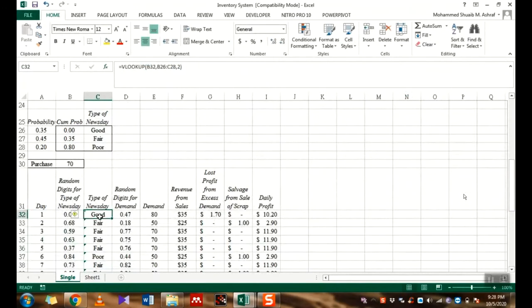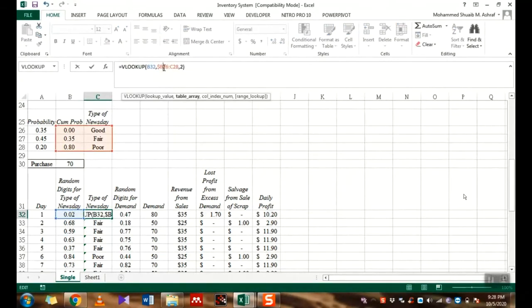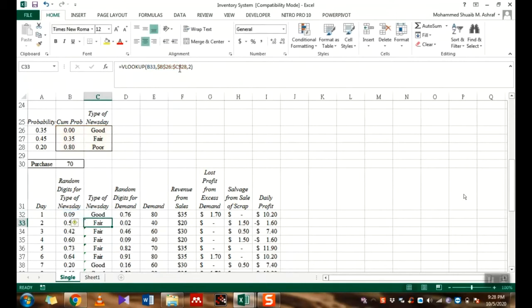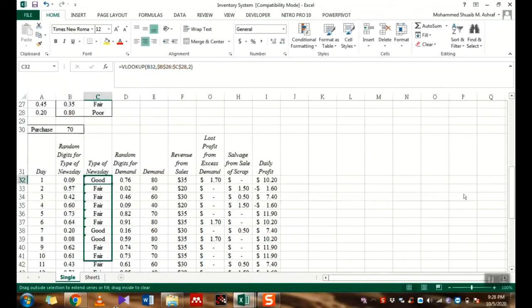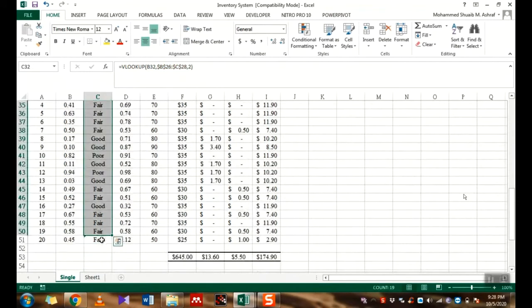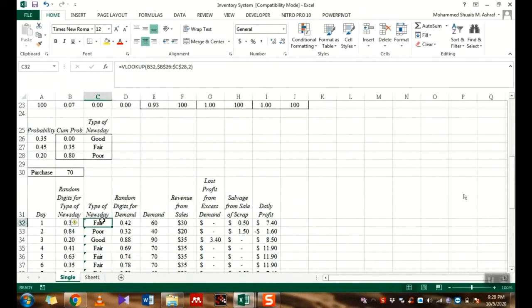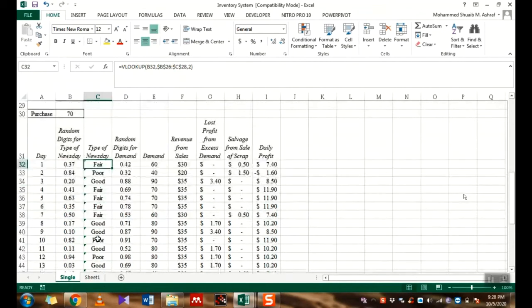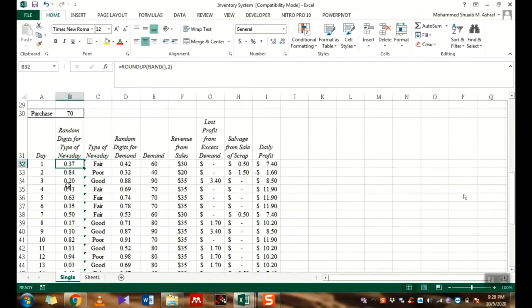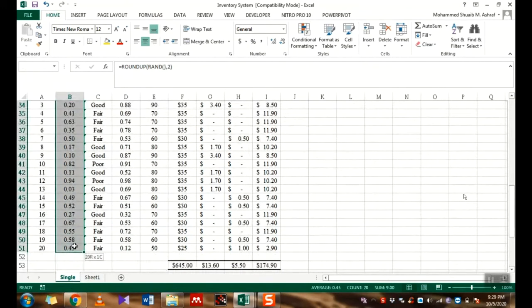Okay. So we got the type of news day for day 1 with this random value. We can fix these cells, and then apply this to all the cells. Okay. So the type of news day is being computed for all these days with these random values.